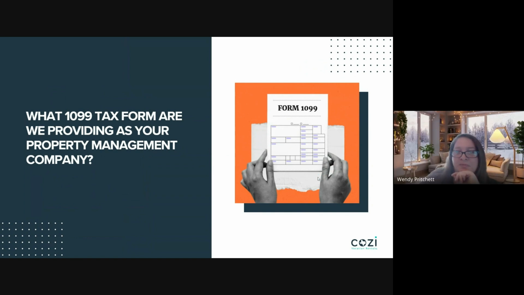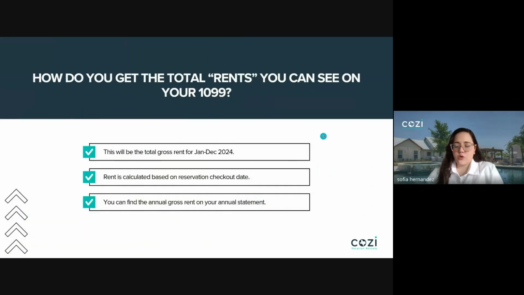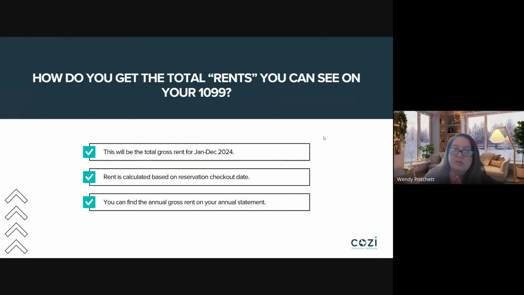Correct. Okay. How do we get the total that owners see in the rents of the 1099 at year end? So on the 1099, the rents will show up as your gross rent. And that's what the IRS wants to know. What was your gross rent? Because theoretically, this is the money that you earned. And now there were fees paid out, some paid directly to Cozi and some paid out directly from you to a third party that you have incurred on your own. And therefore, the other items will also be included on your taxes as netting against this rent.